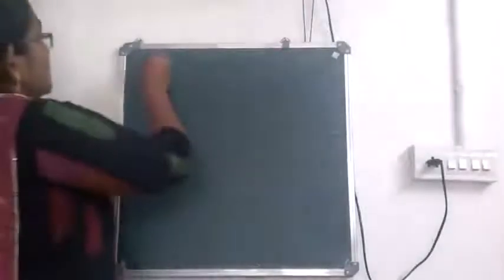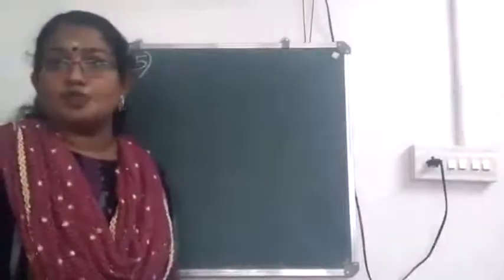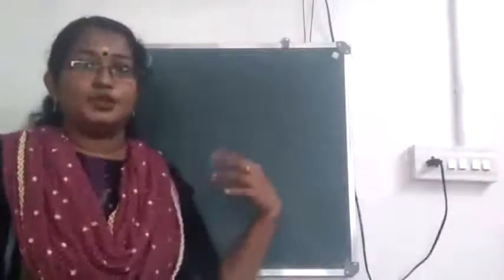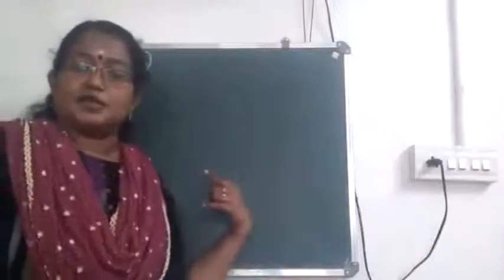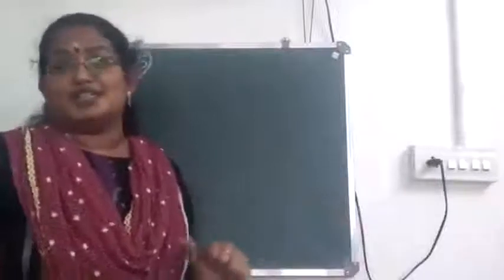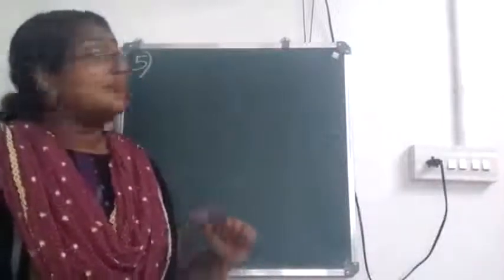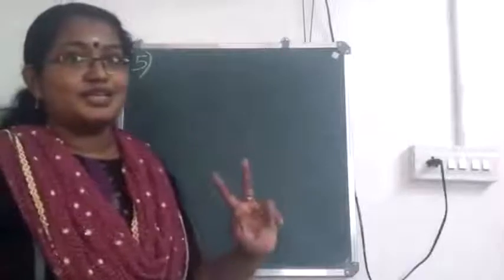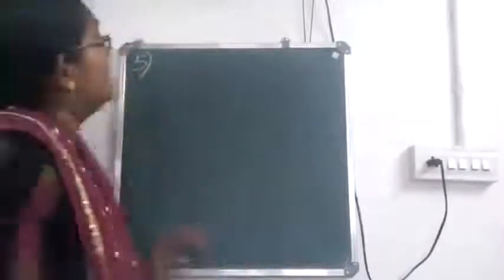Now we will move to the fifth one. In the previous one, we kept the object between 2F1 and F1. So in this case, where should I keep the object? This is our fifth case. So the object is placed at F1.